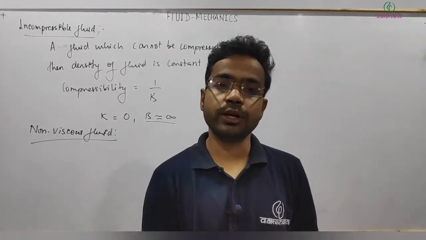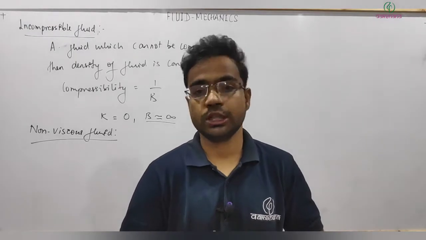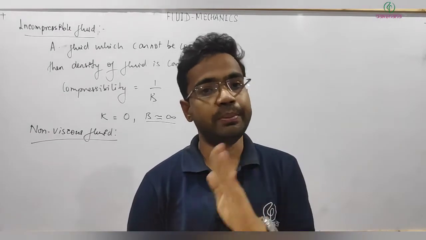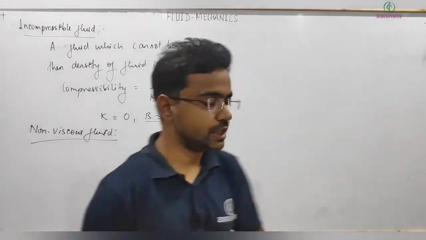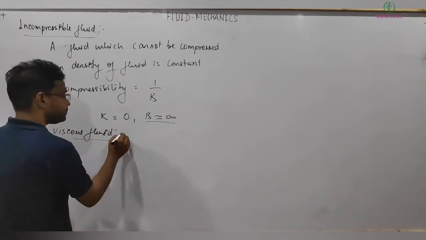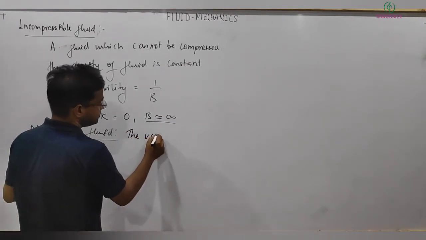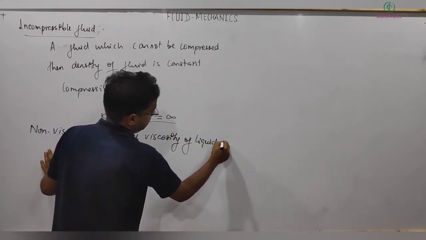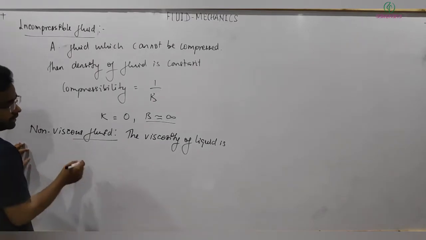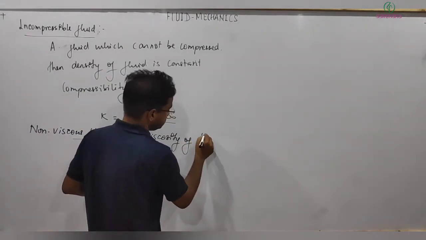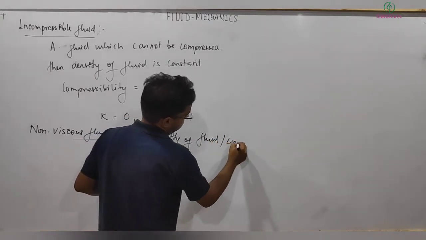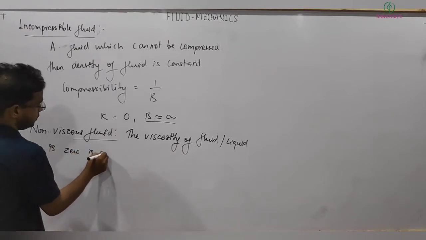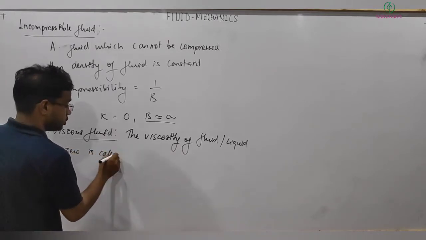So non-viscous fluid, we can say, is when the viscosity of a fluid is 0, meaning there is no opposition offered by the layers of fluid. We can call it a non-viscous liquid: a liquid, or here I mean you can say fluid, whose viscosity is 0 is called a non-viscous liquid.